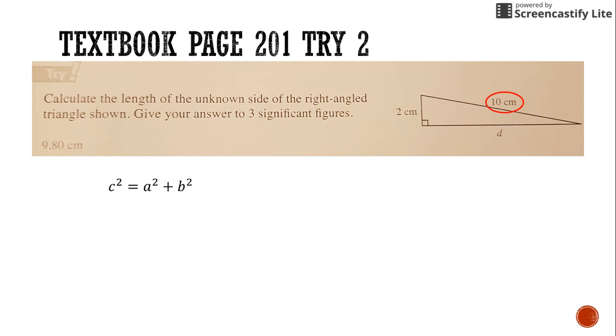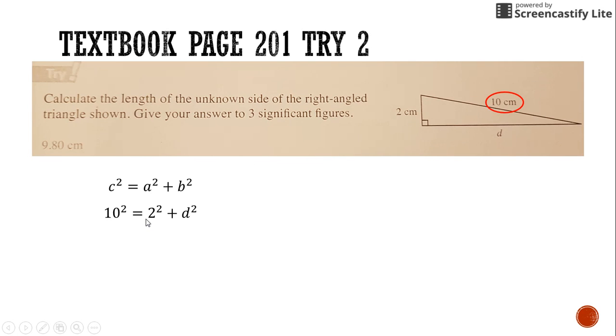Again, we will state our favorite cheat code, c squared is equal to a squared plus b squared. And in this case, our c squared is basically always our hypotenuse, which we have identified as 10.